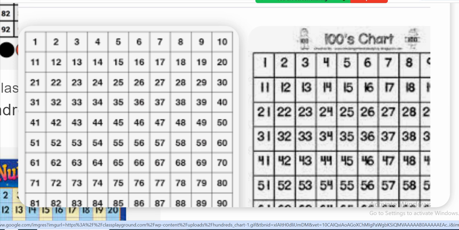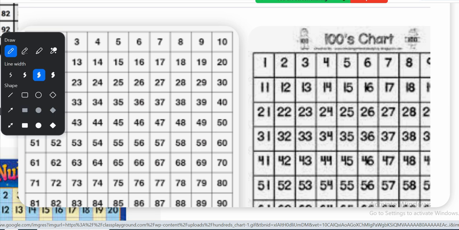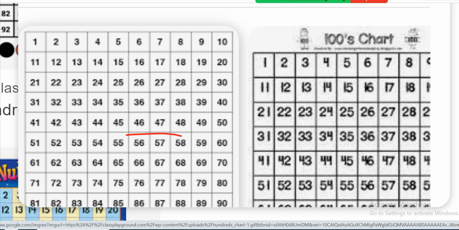This is a place value grid. Here we can tell that the further you go, the greater the numbers. Okay? And the chart goes this way. This way. The further you go, the greater the numbers.